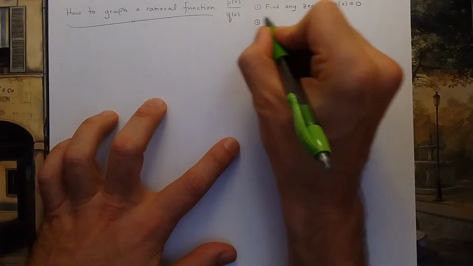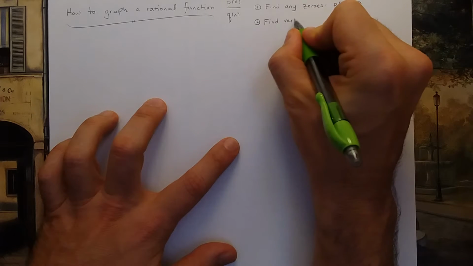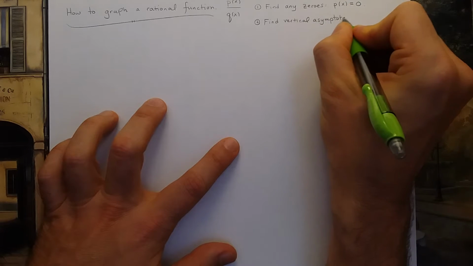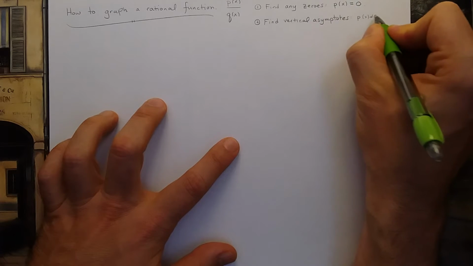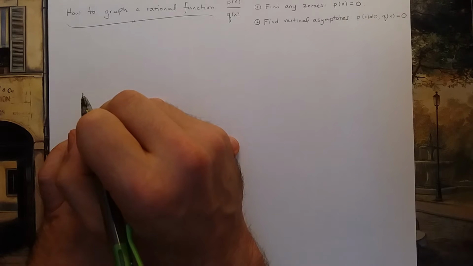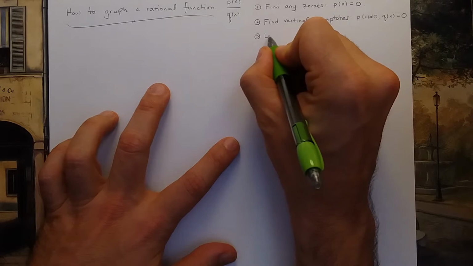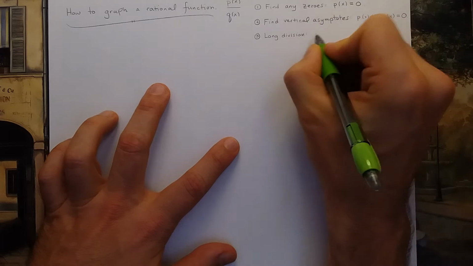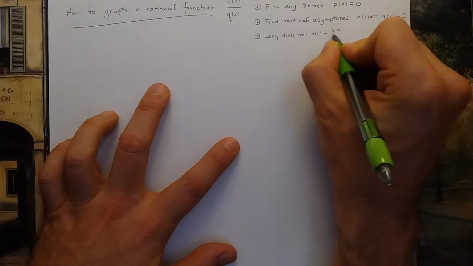The second step is you find any vertical asymptotes. That's where p of x is not 0, but the bottom function, q of x, is 0. Step 3 is you do long division to write your function as a of x plus b of x over q of x.